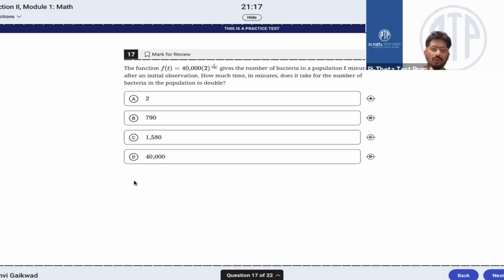The function f of t is 40,000 times 2 raised to t upon 7, and it gives the number of bacteria in the population t minutes after an initial observation. How much time in minutes does it take for the number of bacteria in the population to double? Always remember one thing.